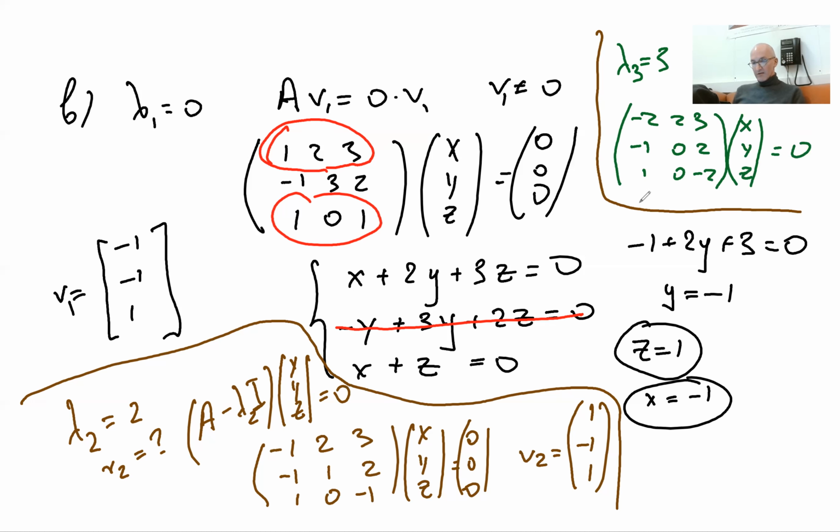Okay, there are many solutions. I need just one solution. I don't have much space here, so let me put here one solution is 4, 1, 2. Okay, good. So we found 3 eigenvectors with eigenvalues 0, 2, 3 respectively. This solves part B of this problem.